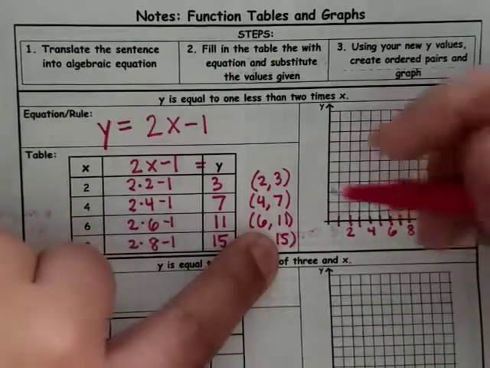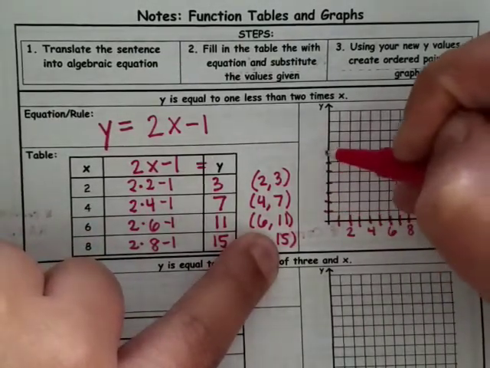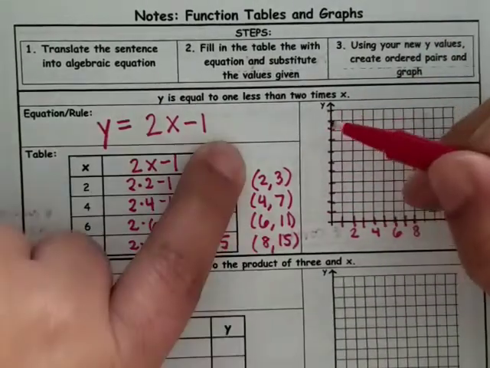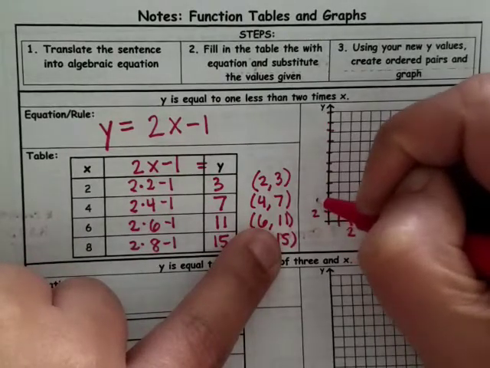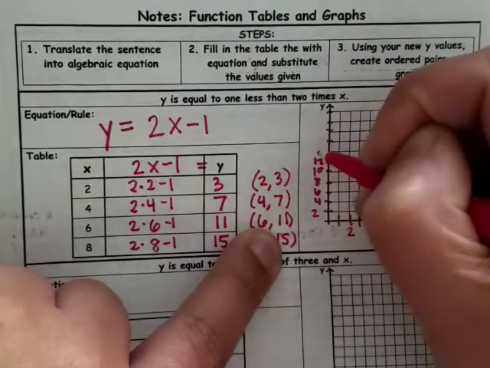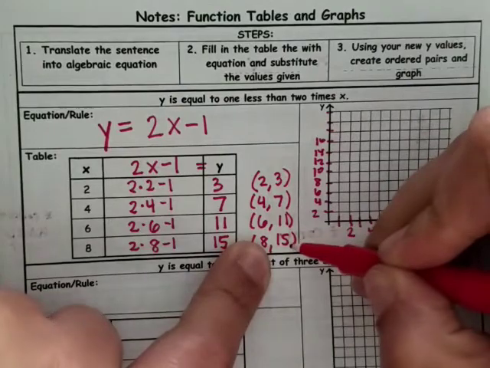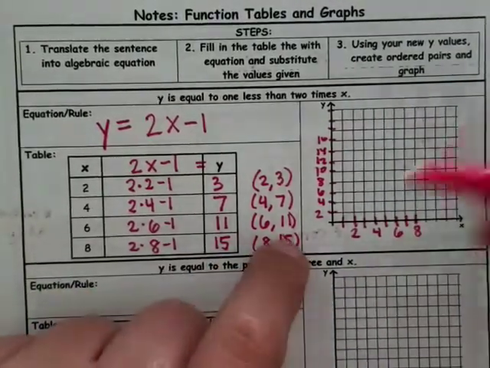We need to go up to 15, so let's count how many we have. We only have 11 spaces, so we can't count by 1. So let's count by 2s. So this is 2, 4, 6, 8, 10, 12, 14, 16. And that's as far as we need to go because our highest y value is 15. So now we just get to graph these.